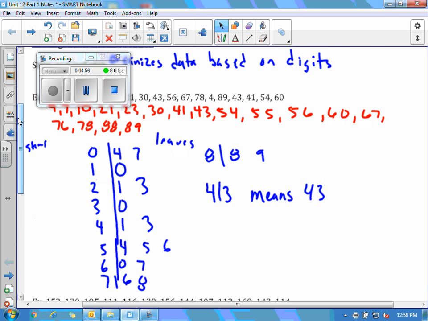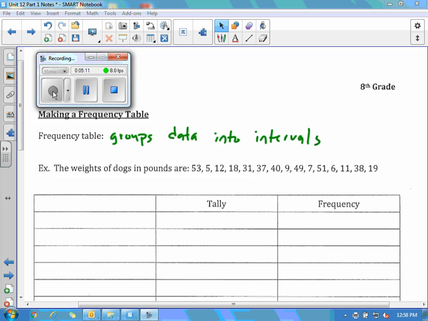I actually made a mistake here. I have 2 43s, and this is something I needed to show you. If it repeats, you would write a second 3. So right here where I have 1 and 3, I need to put another 3. So that's 243. On the back of that page, we're talking about frequency tables and histograms.